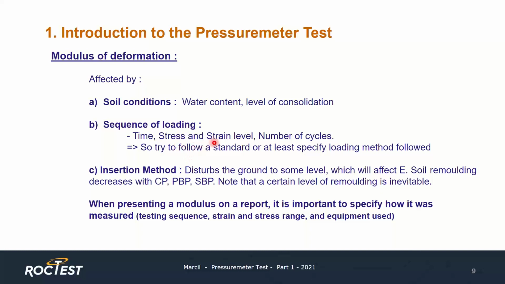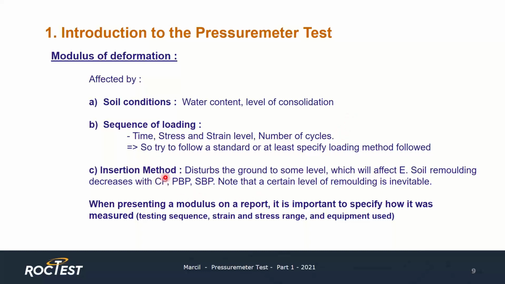Also, the stress and the strain level over which the modulus is measured will have an impact on the value of the modulus. And finally, if you run unload-reload cycles, if you repeat these cycles, the value of the modulus will also change. So it is good to try to follow a standard when you're doing a pressure meter test, or at least it is important to specify the loading method that was used.